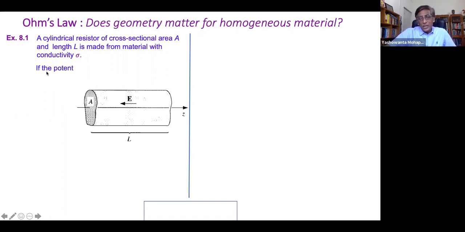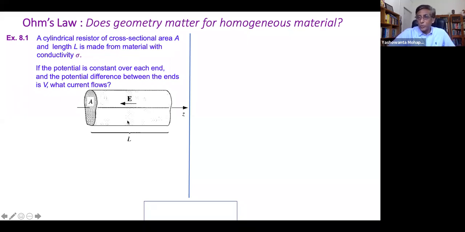And the question is, if the potential is constant over this face and the two ends, and the potential difference maintained between the ends is V, what current flows? Typical high school question. Okay, of course you can answer immediately.